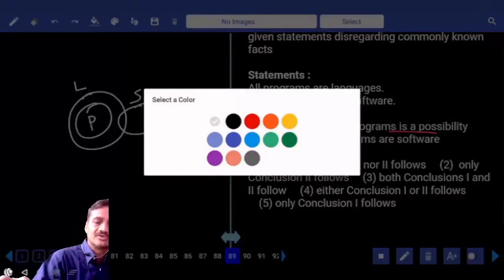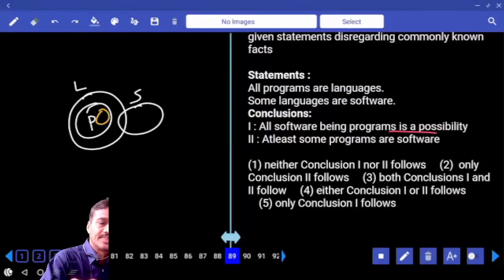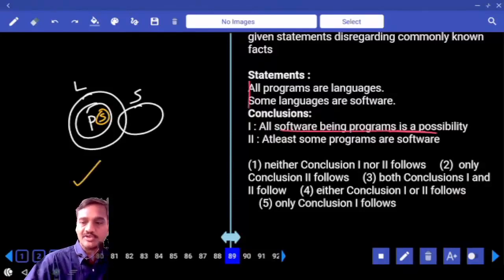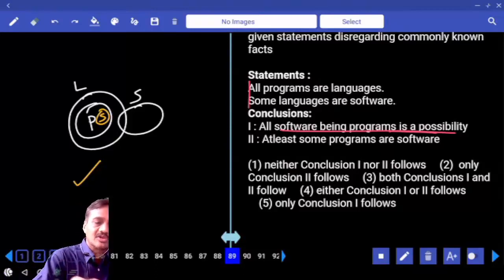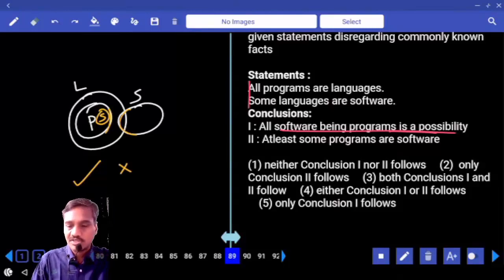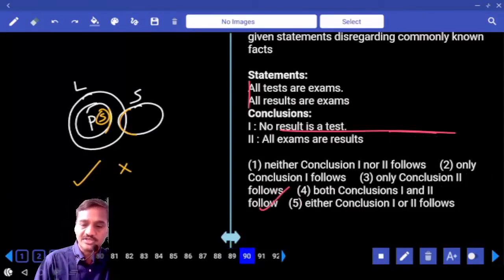Now this entire software is a set of programs. Yes, it is possible. Again, all the statements are affirmative, anything is possible. And some programs are software. There is no intersection between these two, hence it is false. Hence only one, that is choice 5, question number 89.